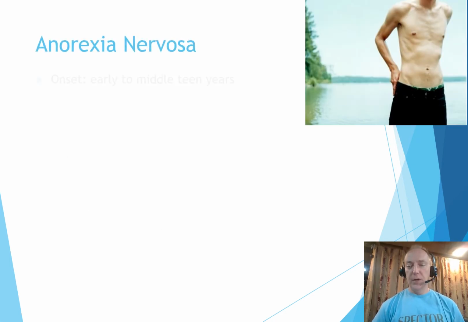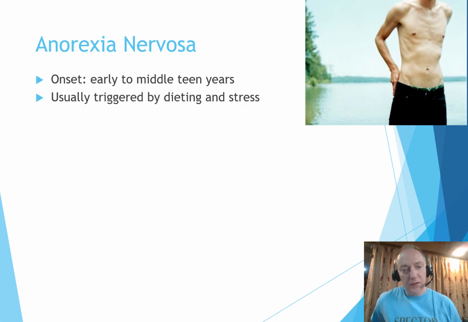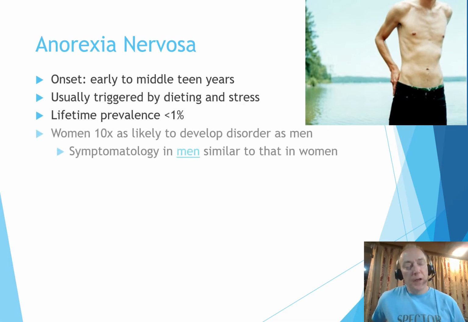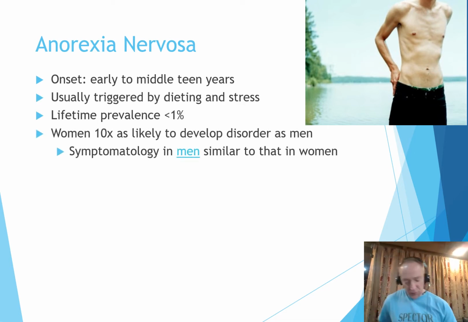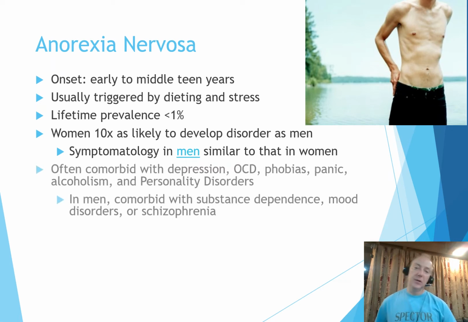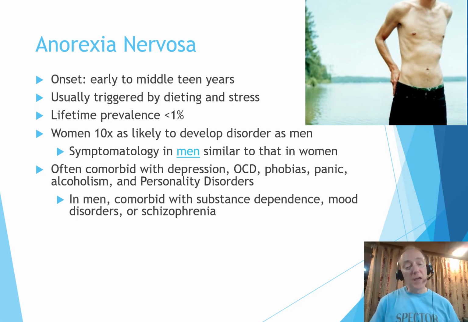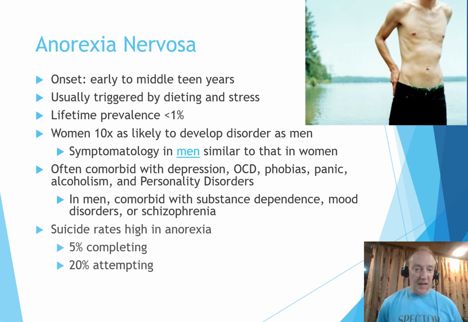All right, so compared to some of the disorders we've talked about thus far, anorexia nervosa has a little bit of an earlier onset, typically occurring in early to middle teens. Again, it is more likely to occur with young girls. It's 10 times more likely to occur in women than in men. But when it does occur with men, the symptoms are the same.